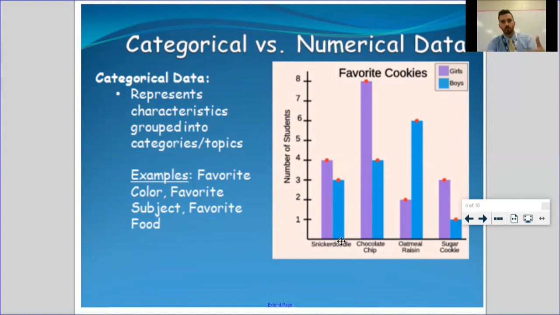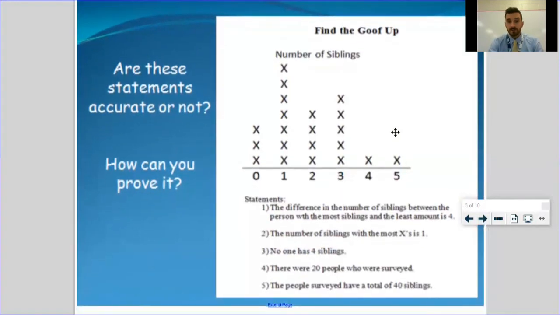If you ask somebody what their favorite cookie is, they're not going to say 15, okay? They're going to give you a category, they're going to give you a word, and this goes for favorite color, favorite sports team, favorite anything. Any of those are normally going to go in categorical data. So I think it's kind of easy to be able to tell the difference between the two. Here's another example of a line plot, and this is actually showing numerical data, because if you look at the title, it says a number of siblings. So that right there kind of gives it away.